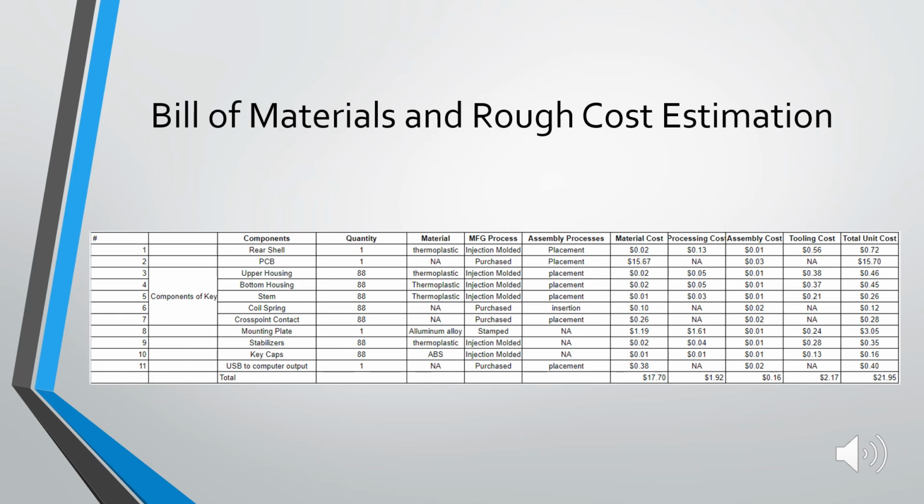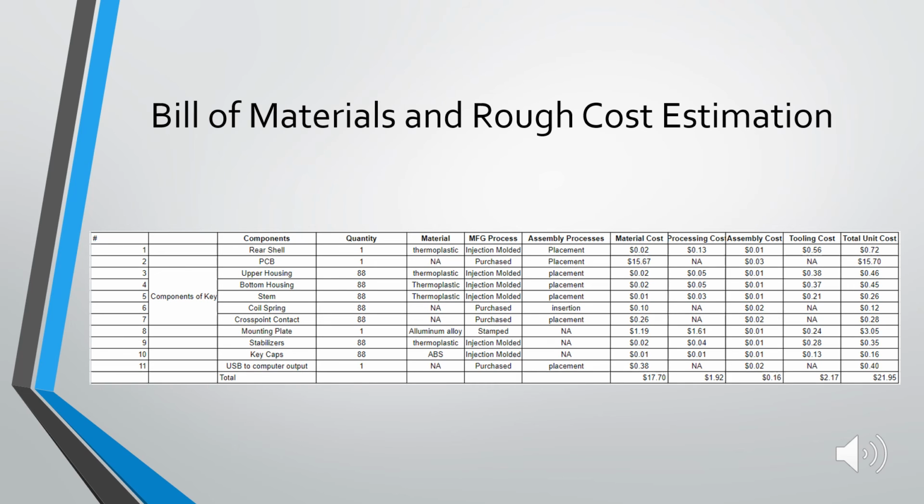So this is the bill of materials and rough cost estimation slide. So for bill of materials, we have the rear shell, which is the backing of the keyboard. We have the PCB, which is the electronics of the keyboard. We have the upper housing, bottom housing, stem, coil spring, crosspoint contact, and those 5 components lie underneath the keycaps and basically are the mechanisms by which the keys are pressed.